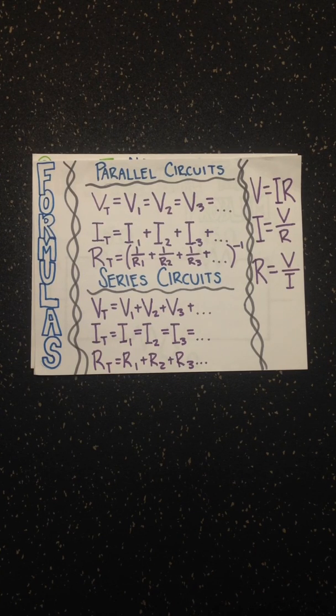For a series circuit, the total voltage will equal voltage 1 plus voltage 2 plus voltage 3, and so on. For the total current, it will all equal the same, and for the total resistance, you have to add the first resistor plus the second resistor plus the third resistor.